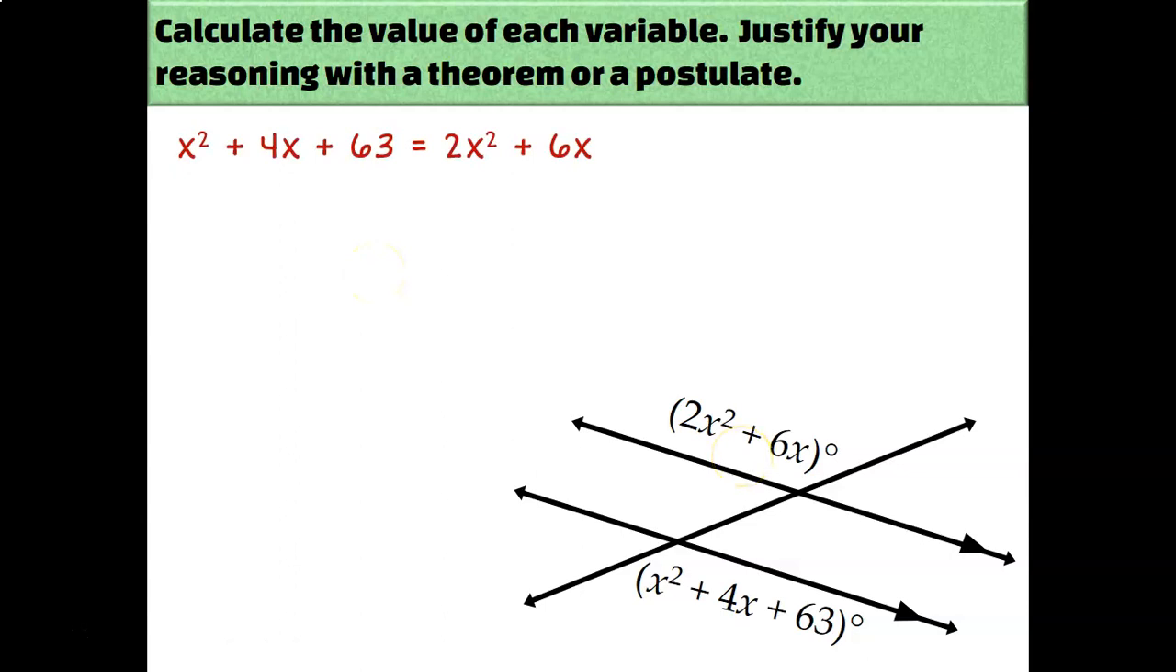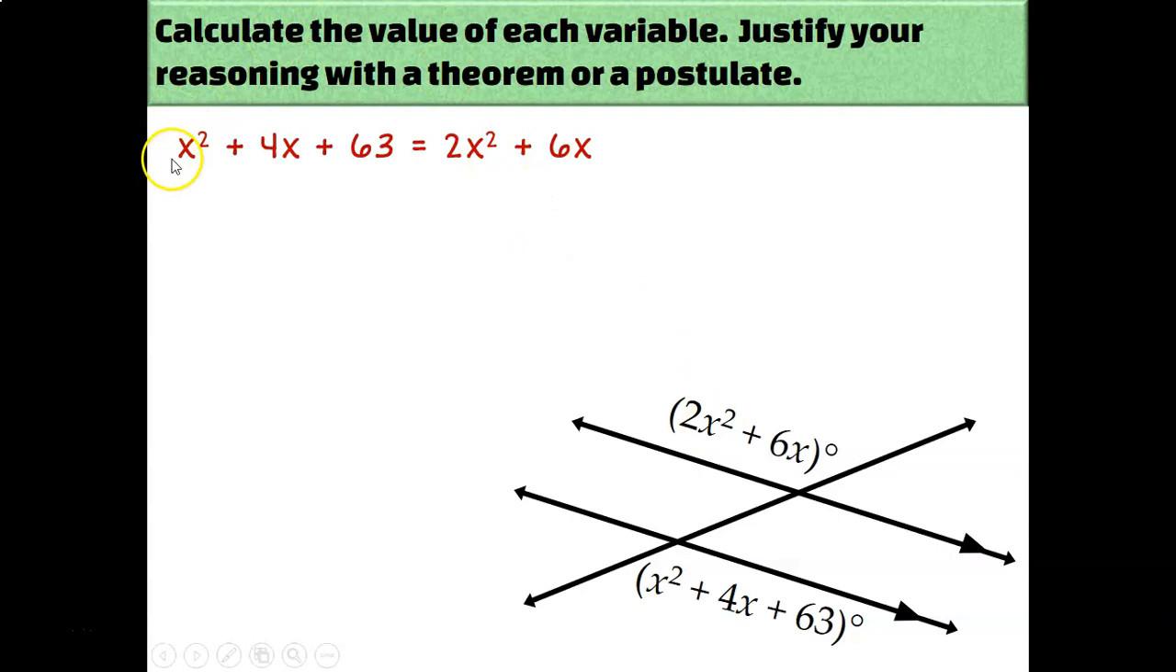So I wrote x squared plus 4x plus 63 equals 2x squared plus 6x. You might have written it the other way, 2x squared plus 6x equals x squared plus 4x plus 63, and it doesn't matter. As long as you're setting those two expressions equal to each other and solving, you're good to go. So our next goal is to get all of the information together on one side of the equation. Remember that you want to keep your x squared term positive, so for the way that I wrote this, I need to move everything over to the right.